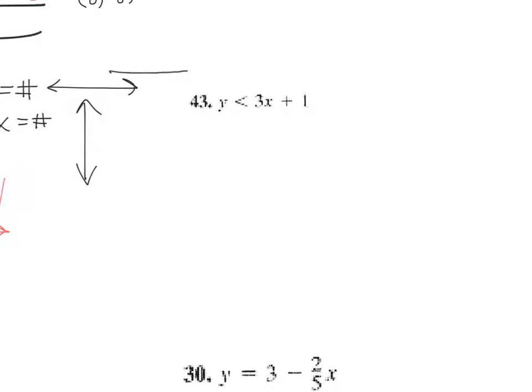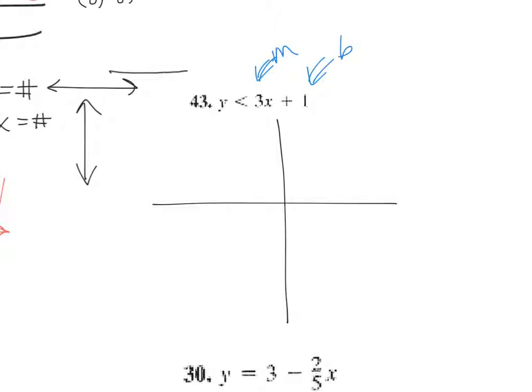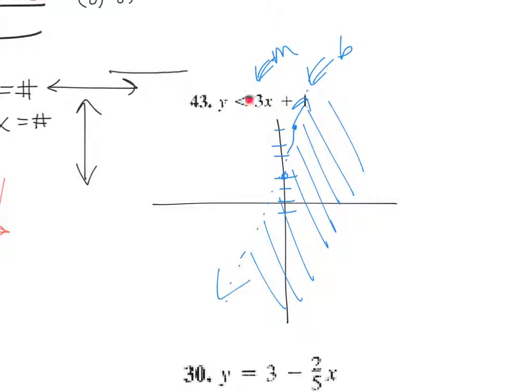43 is also a graphing inequality. So the 3 is my slope, and the 1 is my y-intercept. So what I'm going to do is start at 1, and I'm going to go up 1, 2, 3, right 1. Then 1, 2, 3, down 1. It's going to be a dashed line. And I'm going to shade less than, because this is less than. And it doesn't have a line underneath, so it needs to be dashed. If it's less than or equal to or greater than or equal to, it's solid.